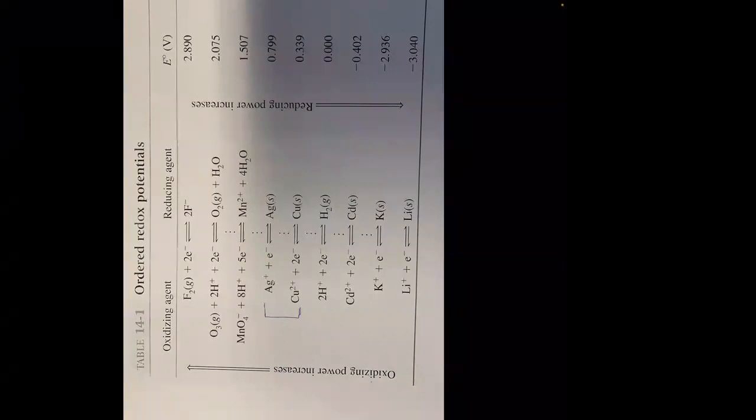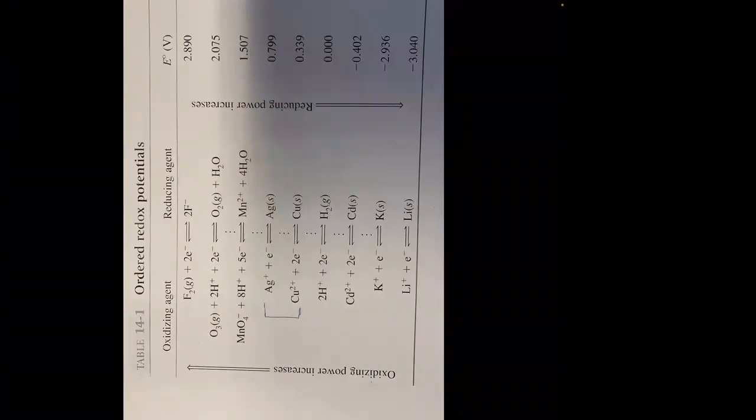Okay. Now notice that there's a pecking order here. Notice that at the top, I have very positive E0s. And as I move down the table, the E0s become less positive and more negative. Okay, so what's that telling me? Well, the more positive the E0 is, the more likely that reduction reaction is going to happen.